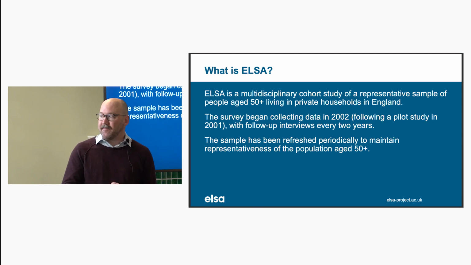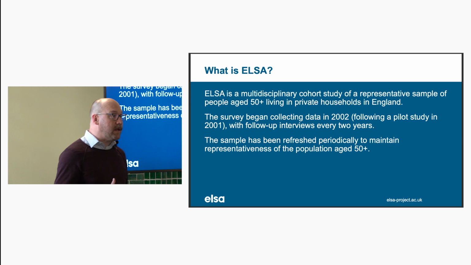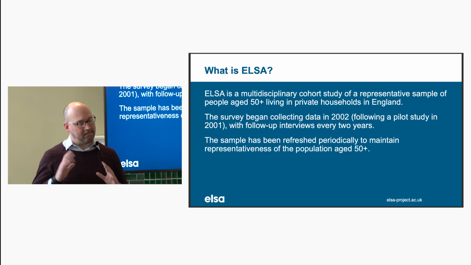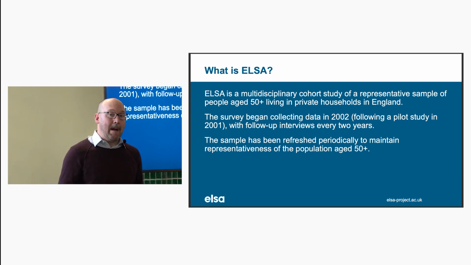ELSA is a really rich resource that we have to understand aging. It's made up of a multidisciplinary cohort study that looks at a representative sample of people aged 50 plus living in private households in England. I like to underscore the private households because if you're very interested in aging that happens in institutional settings, you have to potentially look elsewhere.